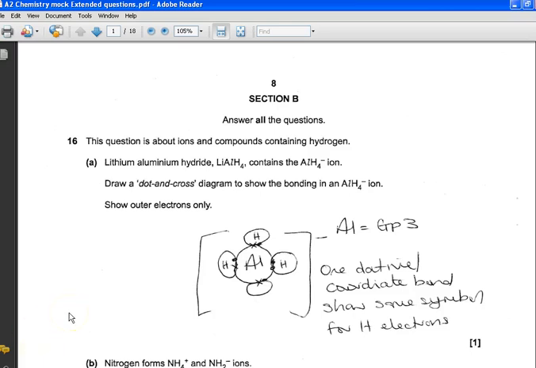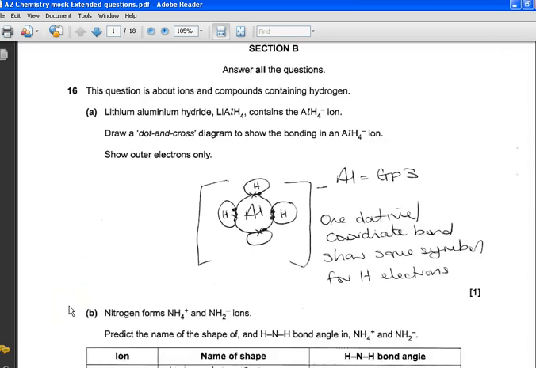Hello again. Okay, section B, extended questions. So we're on to question 16: ions and compounds containing hydrogen.